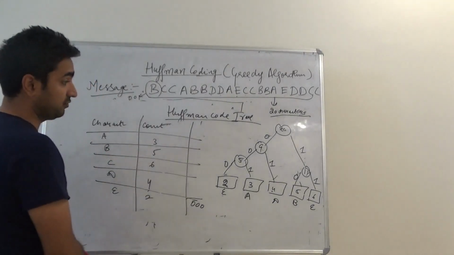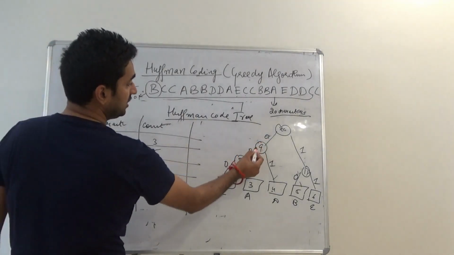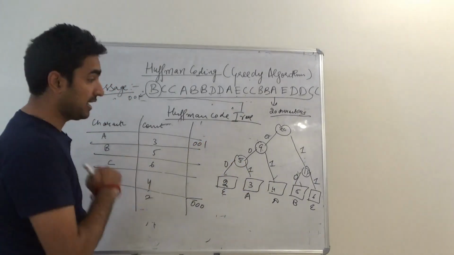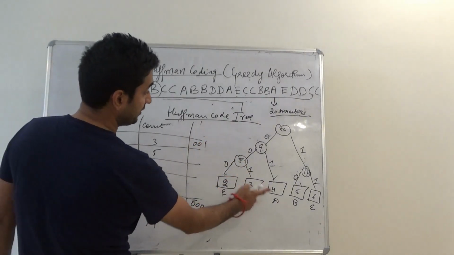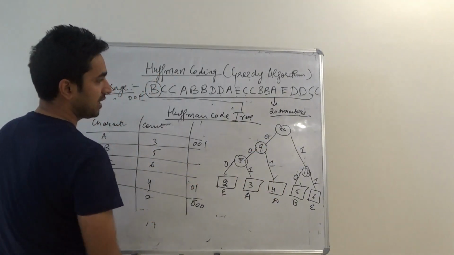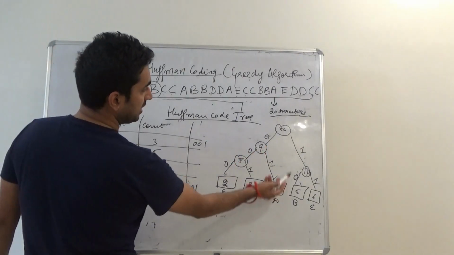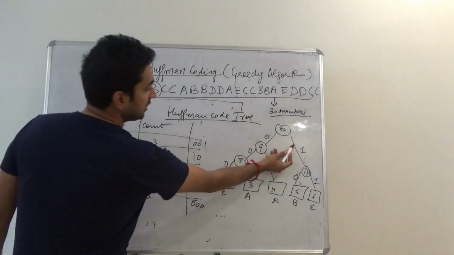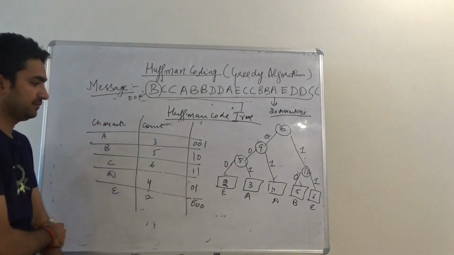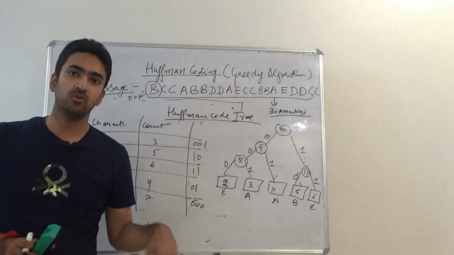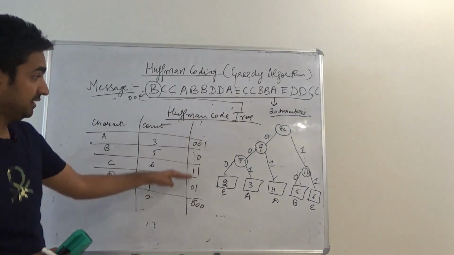Then I have to reach A. This is 0, 0, 1. Then I have to reach D. It is 0 and 1. Right? I have to reach B, 1, 0. So it is 1, 0. I have to reach E. It is 1, 1. This is also known as Huffman coding representation, and this is the representation, guys.